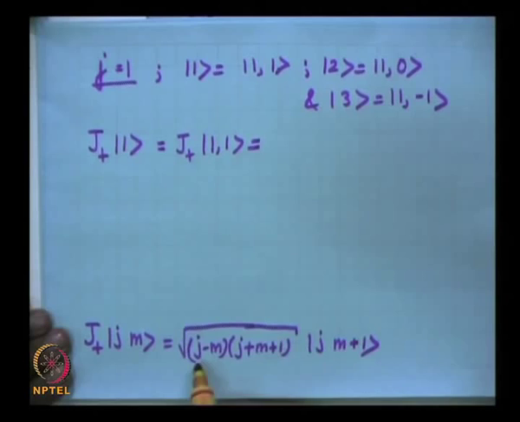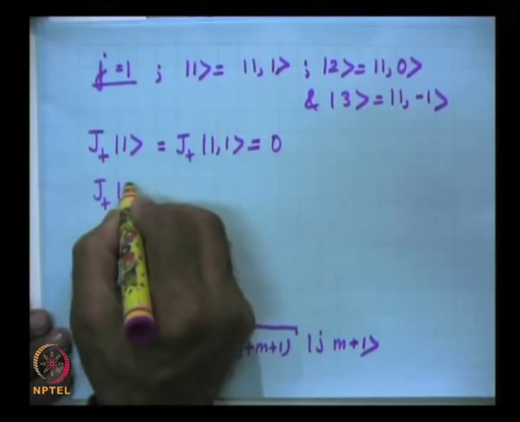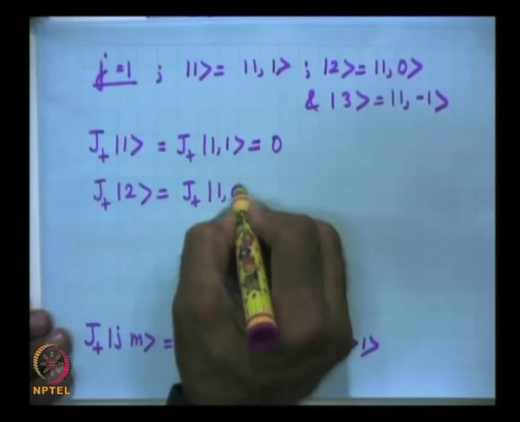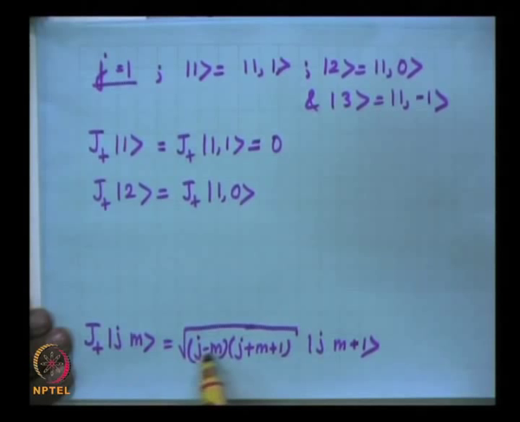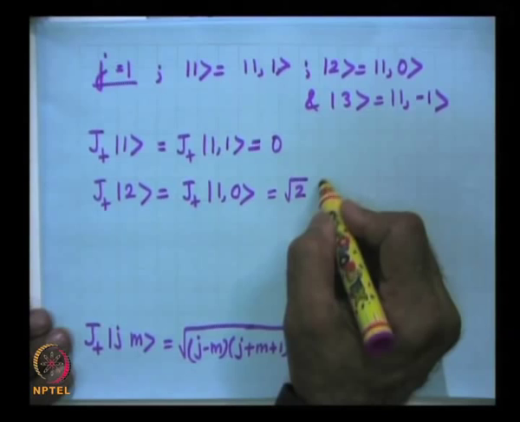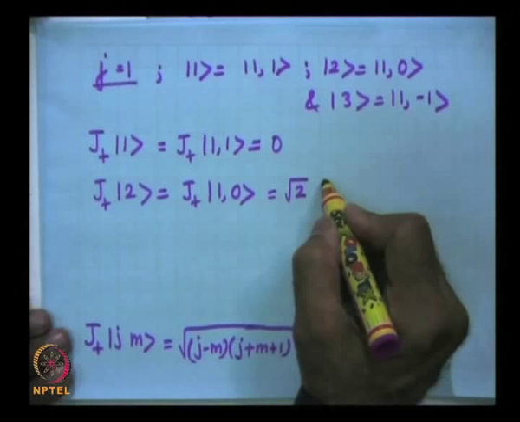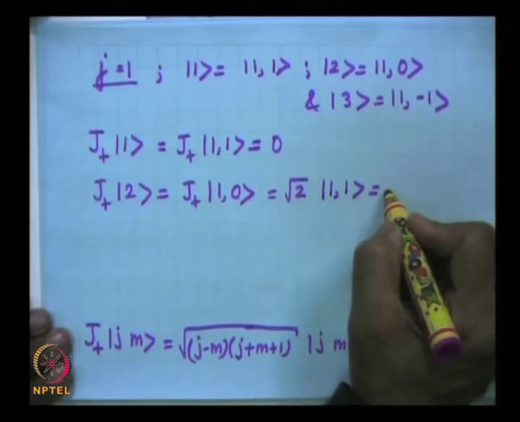J plus ket 2 is equal to j plus ket 1 comma 0. So, j is 1, m is 0. So, this is square root of 1 minus 0 times 1 plus 0 plus 1, which is square root of 2, times ket 1 comma 1. The m value has to increase by 1. So, this will be square root of 2 ket 1.